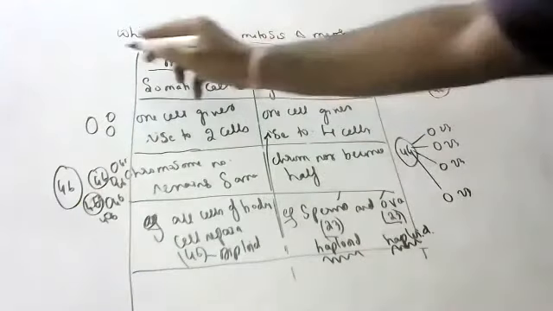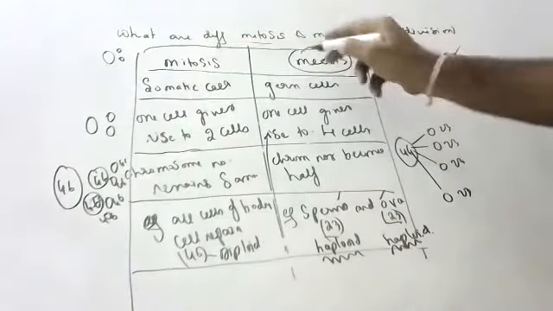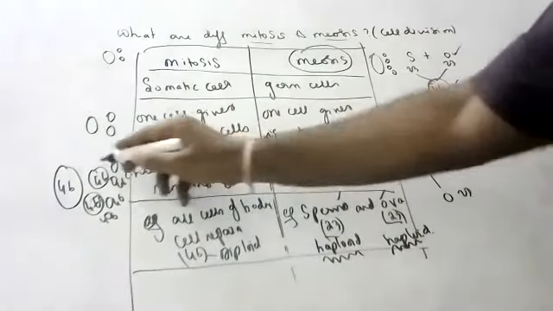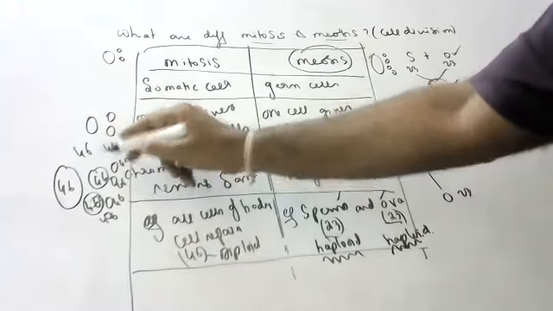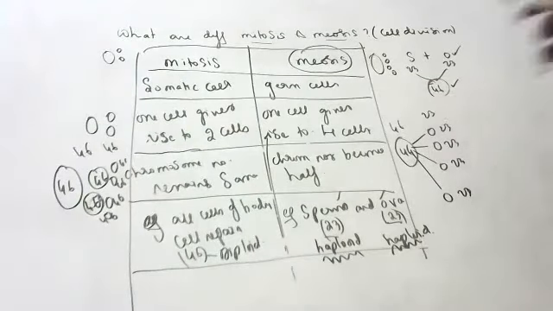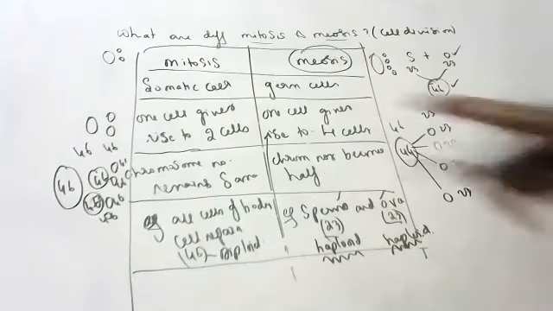In mitosis, one cell will give rise to two cells. In meiosis, one cell will give rise to four cells. In mitosis, if the chromosome number is 46, the daughter cells will also have 46. In meiosis, if the chromosome number is 46, the daughter cells will have 23. These are the differences between mitosis and meiosis.